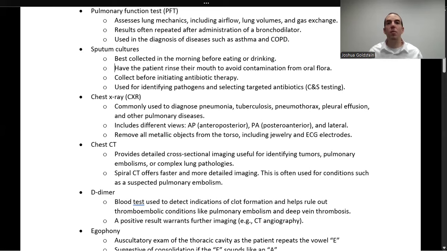So if we see a D-dimer is negative, we may feel more comfortable saying you're not having a clot. If we see it's positive, we're still going to do follow-up testing. And the follow-up testing, as we just mentioned, might be a chest CT if we're worried about a PE or something like that.